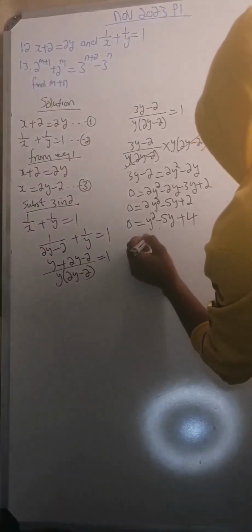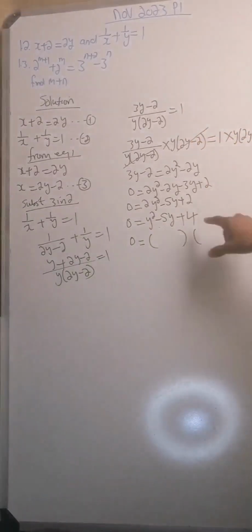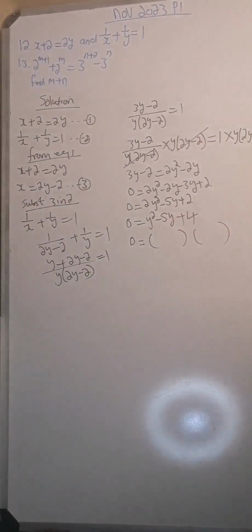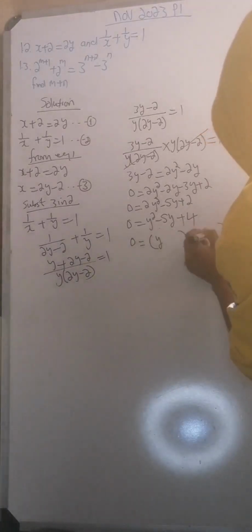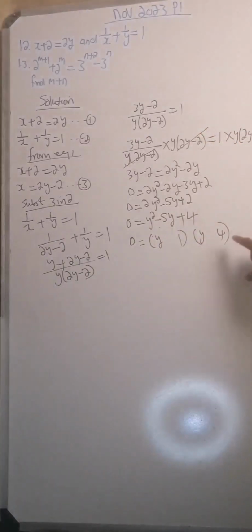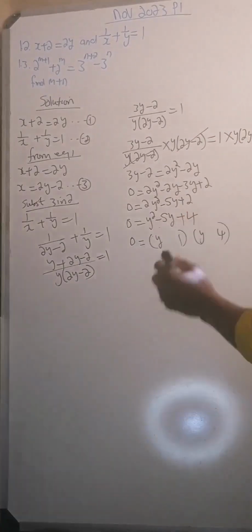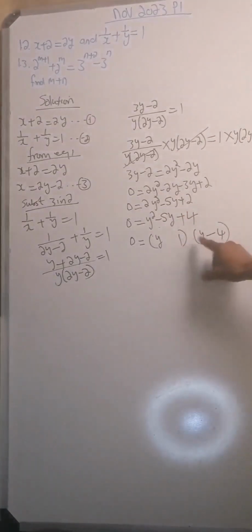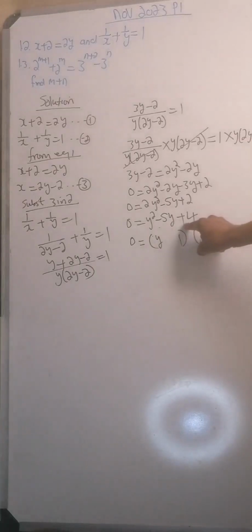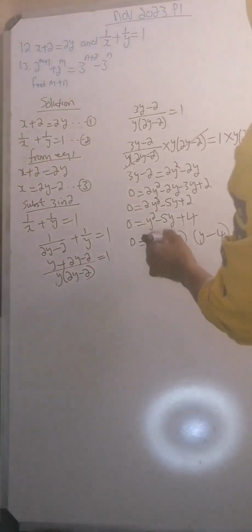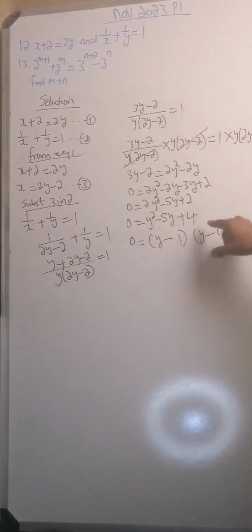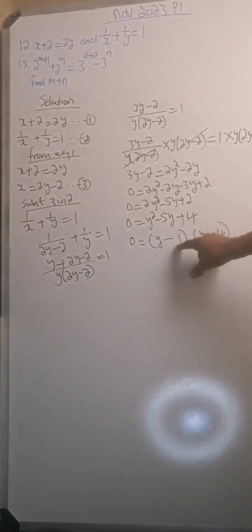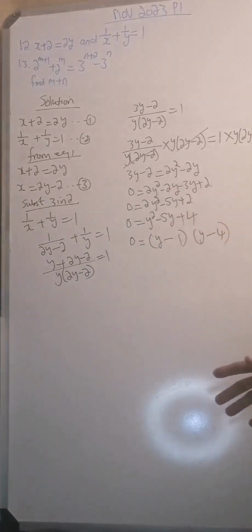So 0 equals the factors of 4 that can give us 5. We know that's 4 and 1. The bigger number takes the sign of the middle term. Remember, when you multiply these two, you must get positive 4. So if this is negative, this also has to be negative. Negative 1 times negative 4 is positive 4. Minus 1 minus 4 is minus 5. So we are correct in this.